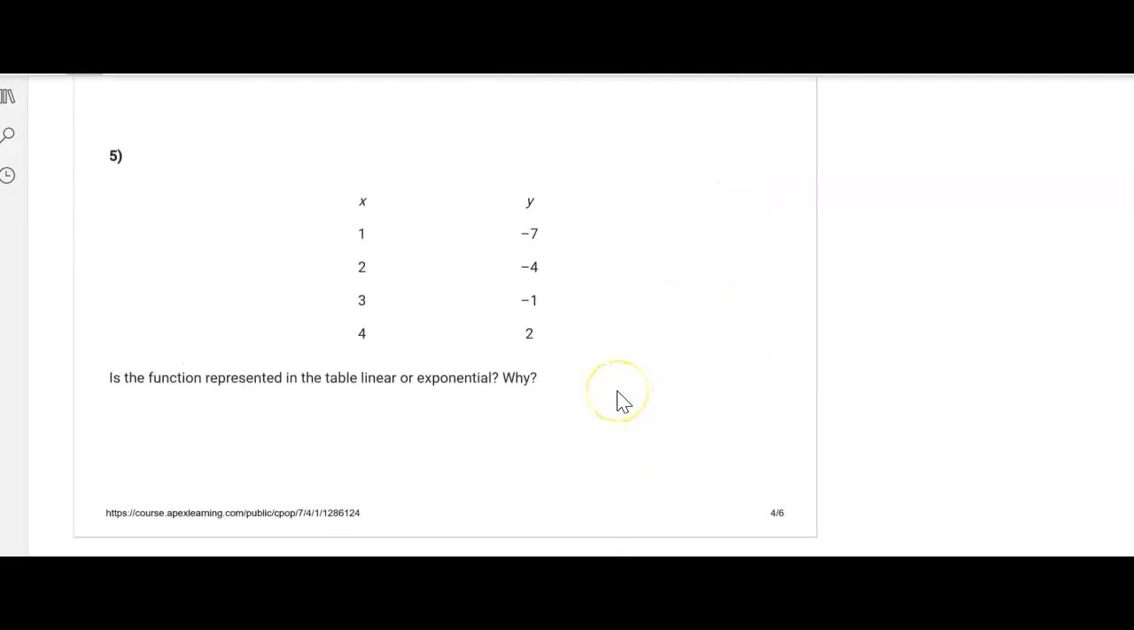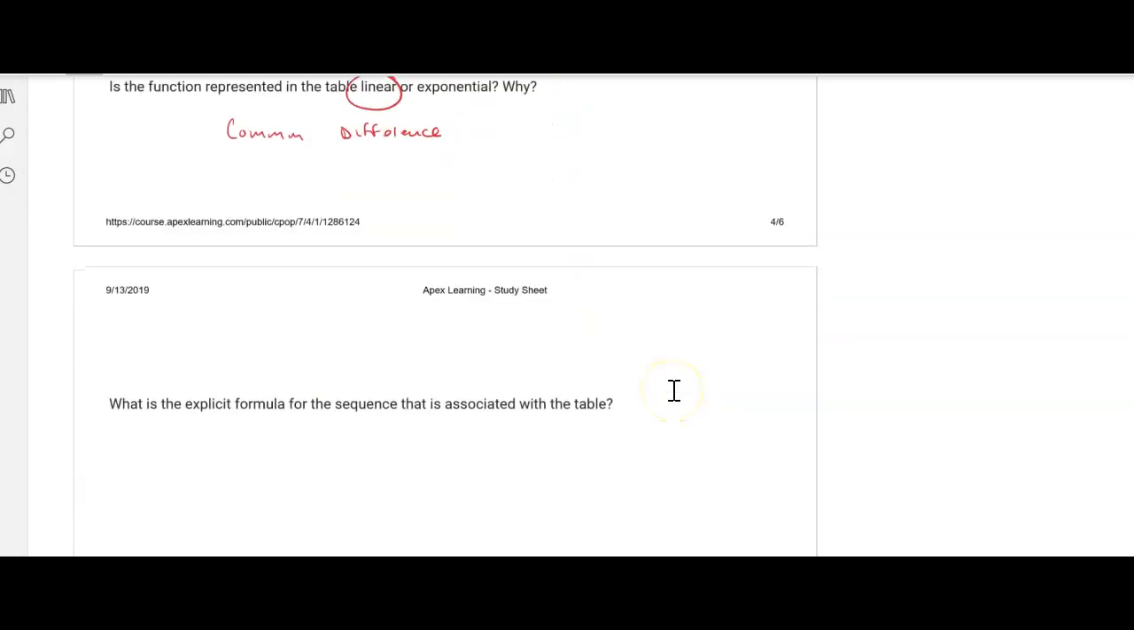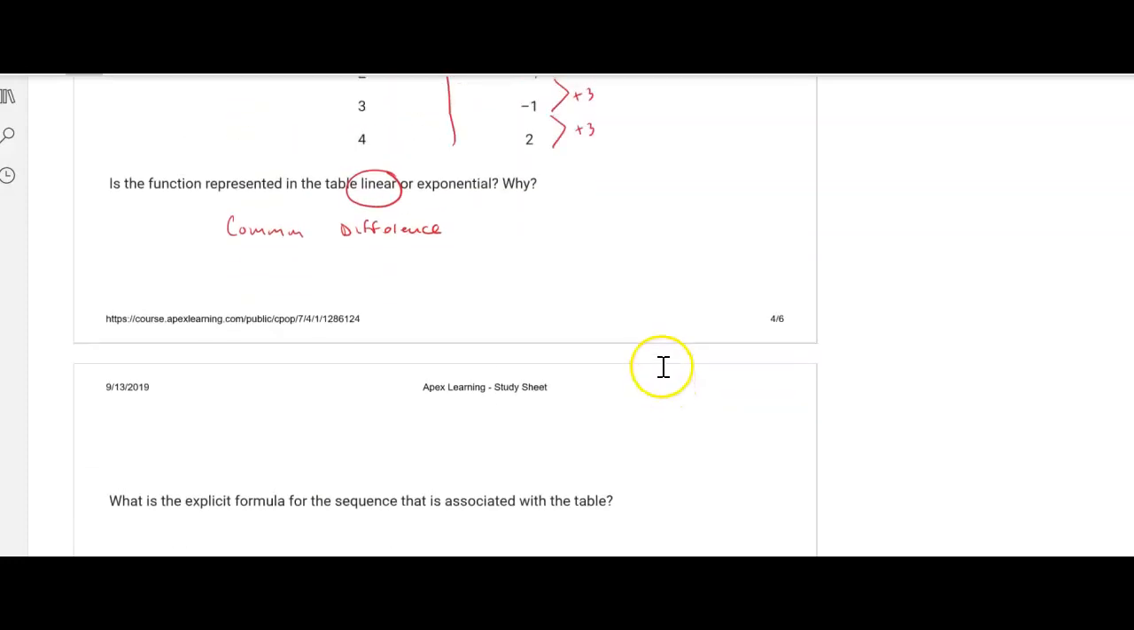All right. Next one, if this is your table, is it linear or exponential? What do I notice is happening here each time, right? Here it is going up 3 each time. Since it's going up 3 each time, it's arithmetic, which makes it linear, right? Since it has a common difference, it would be linear.